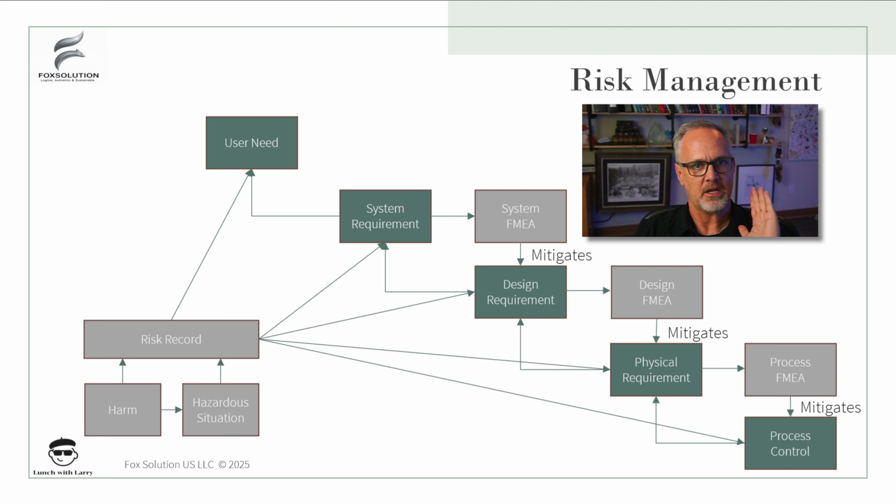And now what we can do is trace that risk record to every mitigation level and explain exactly from a traceability standpoint how we're controlling the occurrence of that hazardous situation, not only from a design or a process control perspective, but from a systems perspective.